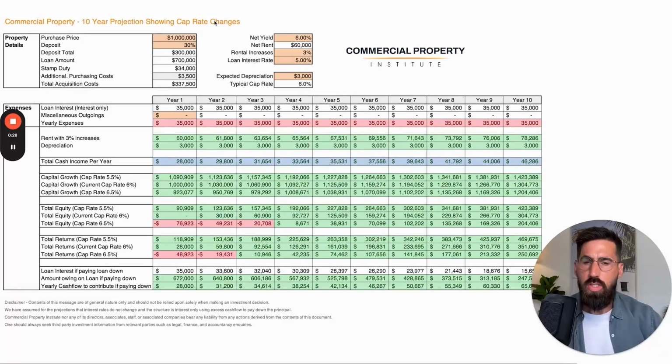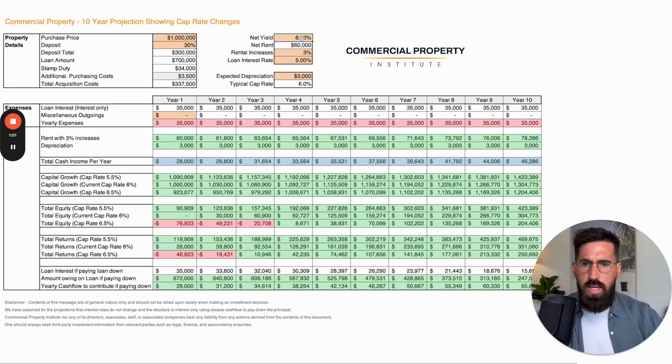So this spreadsheet is a really good way just to get an idea of over 10 years' time, how different cap rate changes will affect its outcome. Similar to other spreadsheets, any of the cells that are in orange you can change, such as the purchase price, the deposit, the net yield, the rental increases, the loan interest rates, and the expected depreciation on the property. We'll keep these figures the same for now, and we'll have a look at what actually happens.